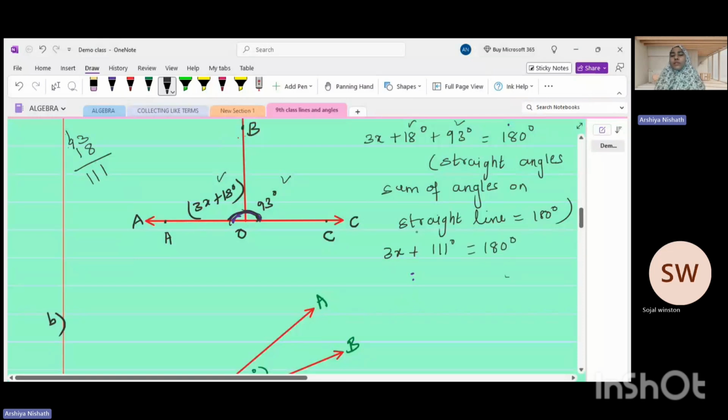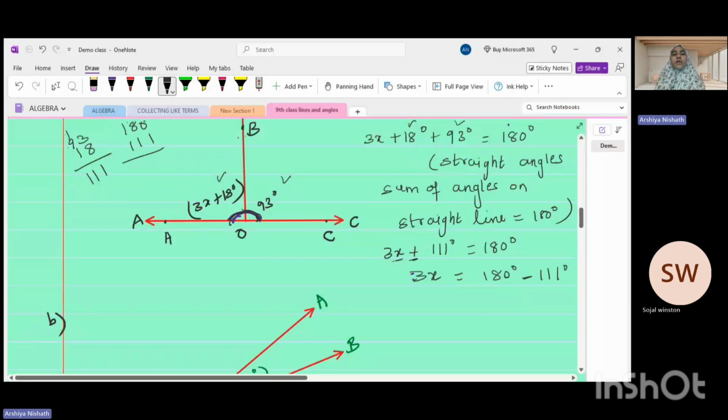Now, as I explained, when addition goes that side, it becomes subtraction. We want x, so 3x will be remaining here. I will send the 111 that side. It becomes minus, under a minus operation. Why? Because addition goes that side, it becomes subtraction. Now quickly subtract it and tell me.